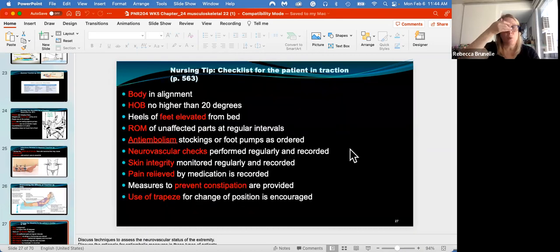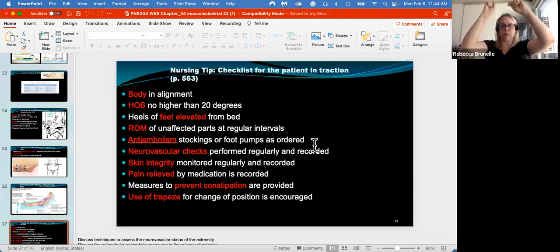Things that you need to make sure that you're doing: that their body is in correct alignment, and that you're not having their head elevated, because if they're moving, then they're not going to have their leg in the correct position. You need to do range of motion for the unaffected joints. So if it's just one leg in traction, the other leg you should be bending, and moving their arms. They're going to have those SCDs, those squeezers on, to help prevent blood clots. Also frequent neurovascular checks, paying attention to skin integrity, and pain medication. And if they're old enough, they'll frequently have a trapeze so they can pull it up and reposition themselves.